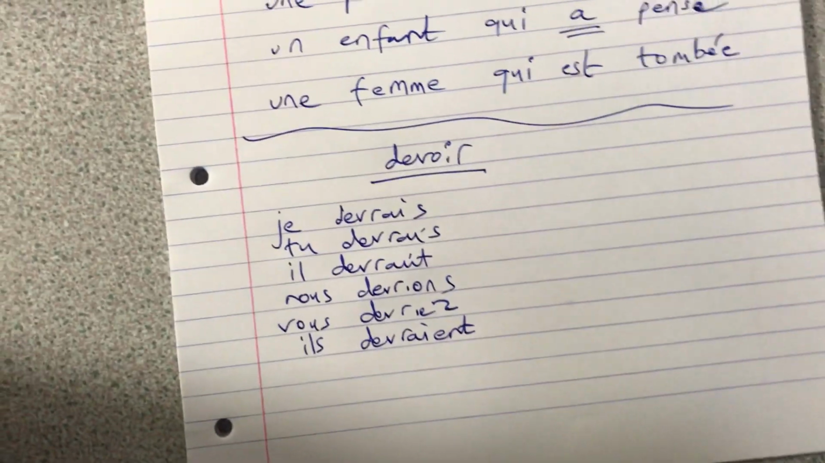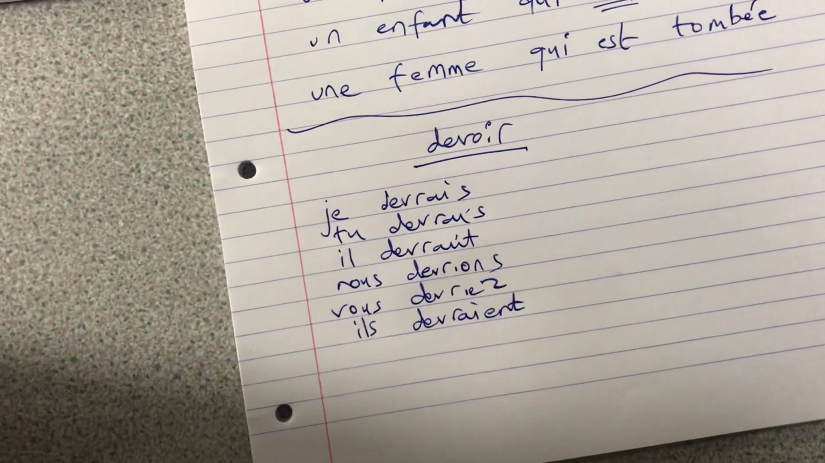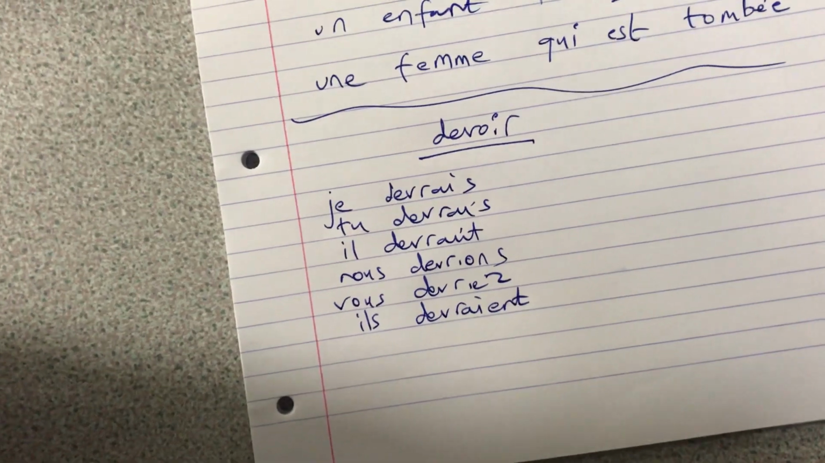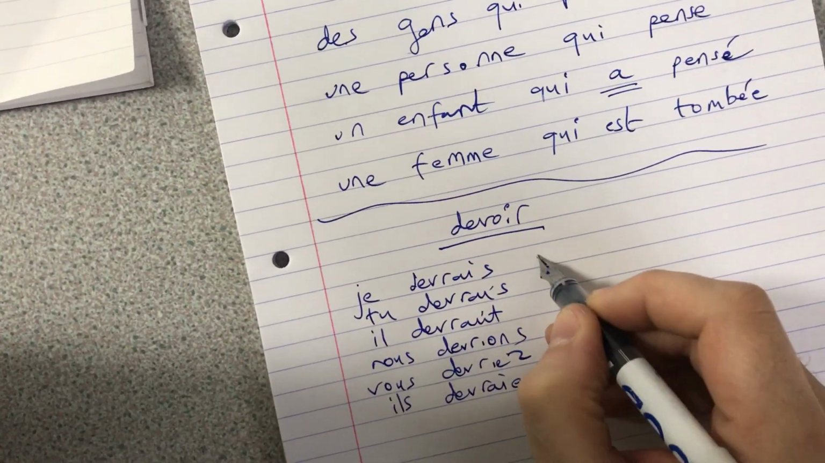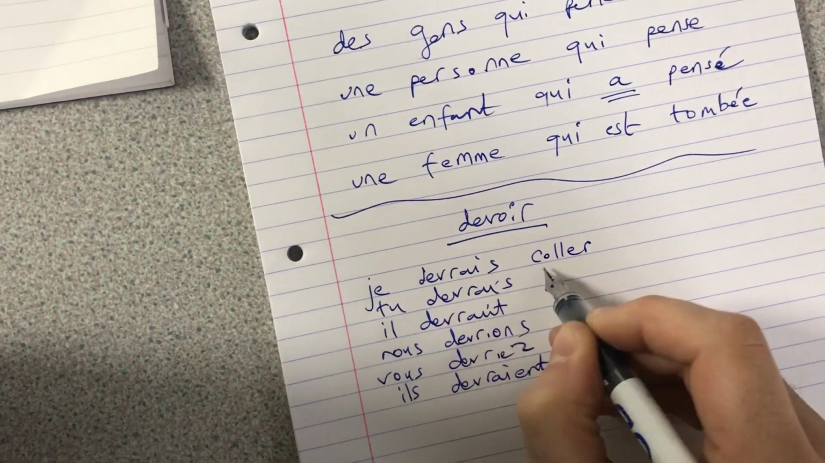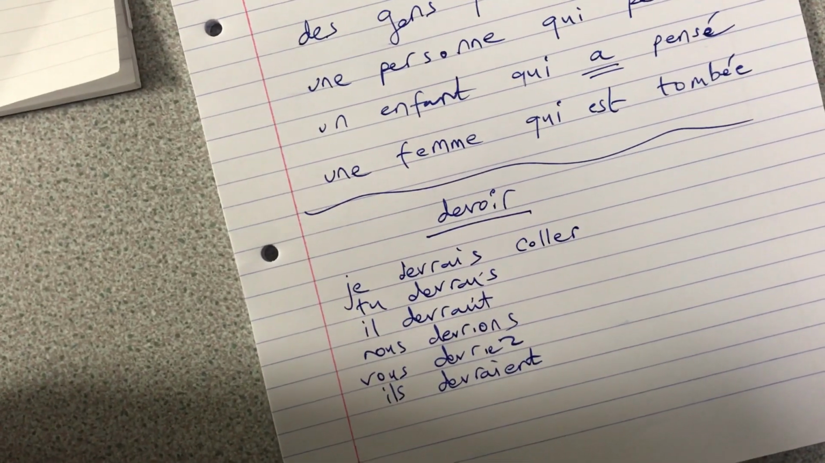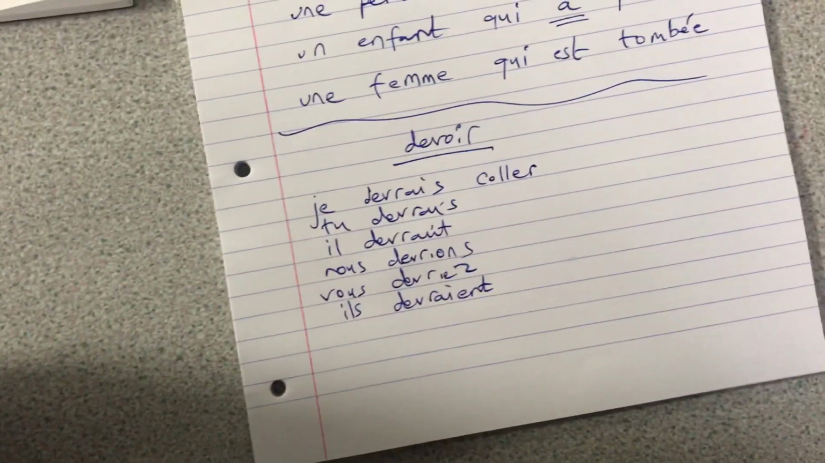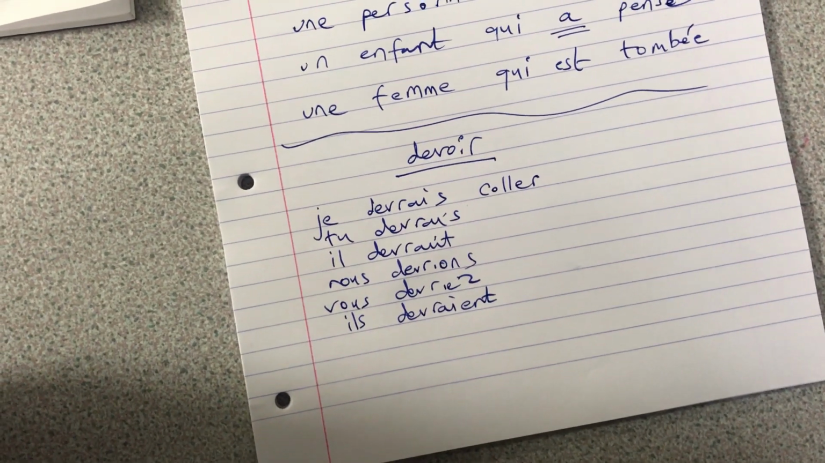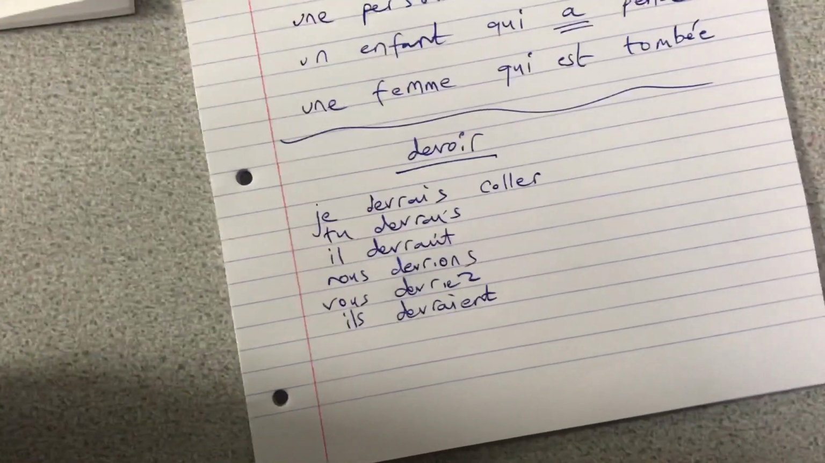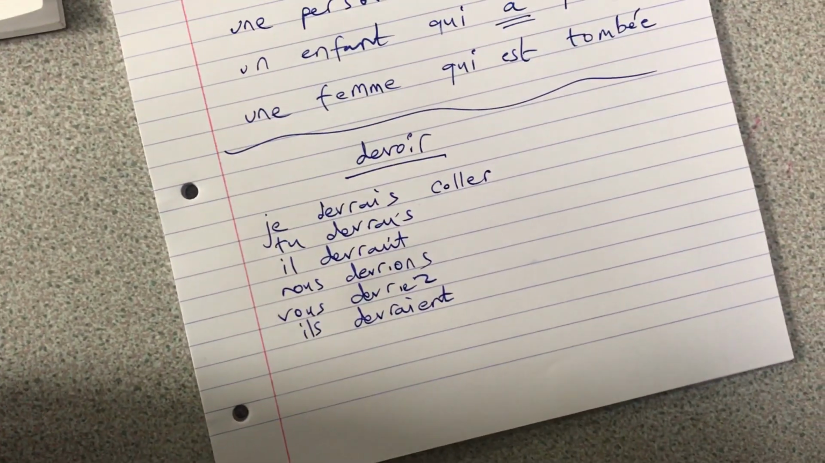And because devoir, regardless of what tense it's in, is a modal, then what we do is we add an infinitive. So, je devrais coller, I should stick. Tu devrais coller, you should stick. Il devrait coller, he should stick. Nous devrions coller, we should stick. Vous devriez coller, you should stick. And ils devraient coller, they should stick. Hopefully that was relatively straightforward.